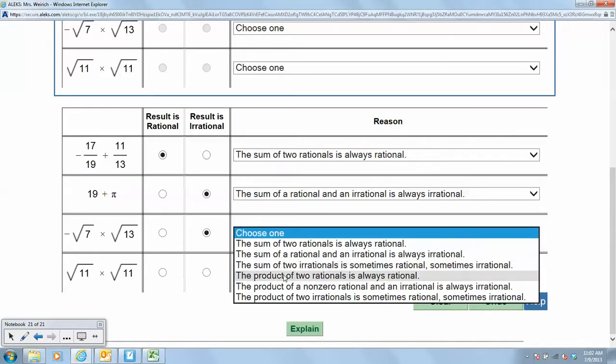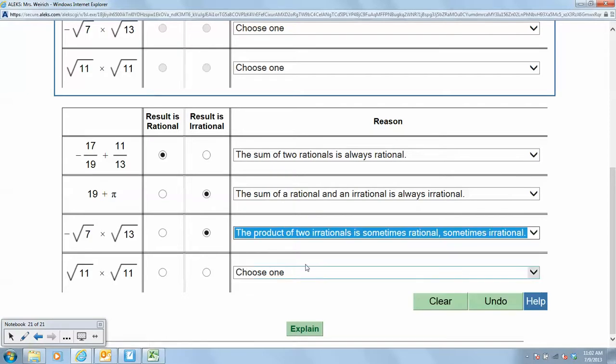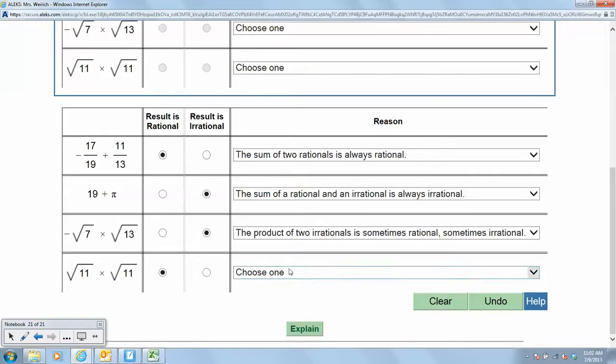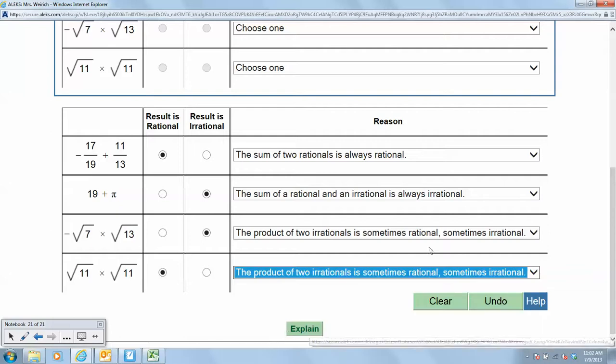So again, this is the product, and this is a product of two irrationals. It is going to be sometimes rational and sometimes irrational, because sometimes it could actually be a rational answer. This one happens to be irrational, but I would put this reason here because, like this one, if I take the square root of 11 times the square root of 11, each is irrational, but when I multiply them together, I get square root of 121, which is 11.